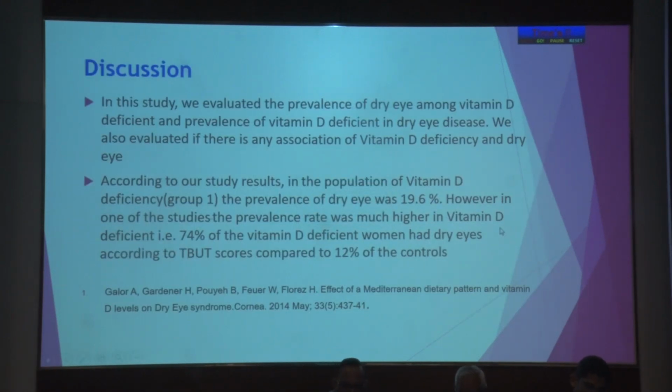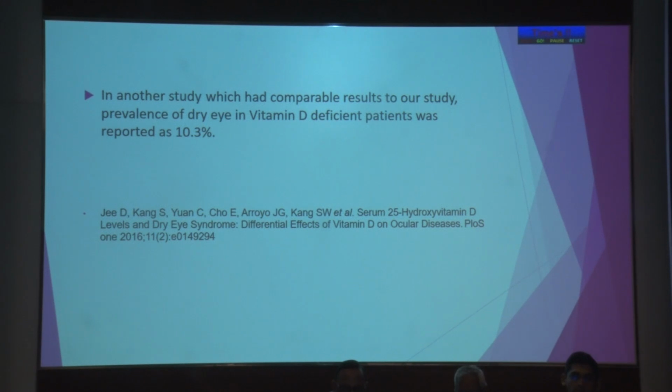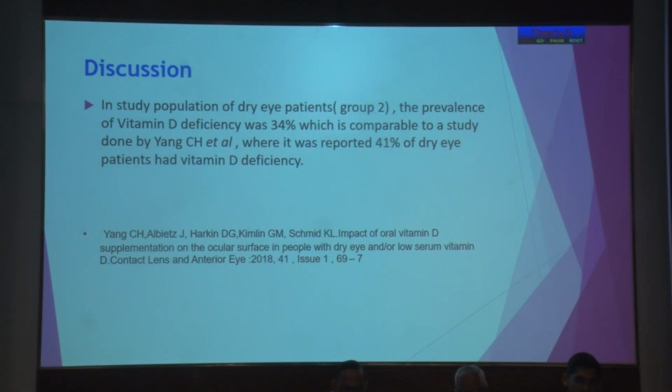In this discussion, since we have evaluated the prevalence of dry eye and vitamin D, in the population of vitamin D deficiency the prevalence of dry eye was 19.6%. The prevalence rate was much higher in the vitamin D deficiency in other studies, where it came out to be 74%, which is not in accordance with our study. In another study which had comparable results to ours, prevalence of dry eye in vitamin D deficiency patients was reported to be 10.3%. In the study population of dry eye patients, that's group 2, the prevalence of vitamin D deficiency was 34%, which is comparable to the study done by Zhang CH et al., where it was reportedly 41% of dry eye patients had vitamin D deficiency.